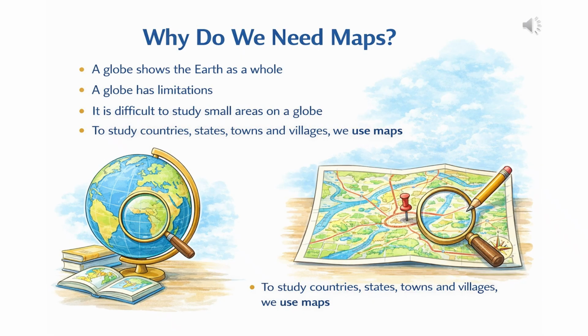Children, a globe shows the Earth as a whole, but it has some problems. We cannot study small areas like our town or village clearly on a globe. If we want to study countries, states, towns, or villages, we need maps. So maps are very useful because they show places clearly and in detail.